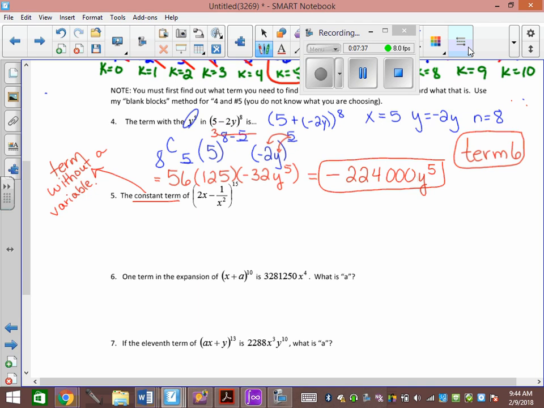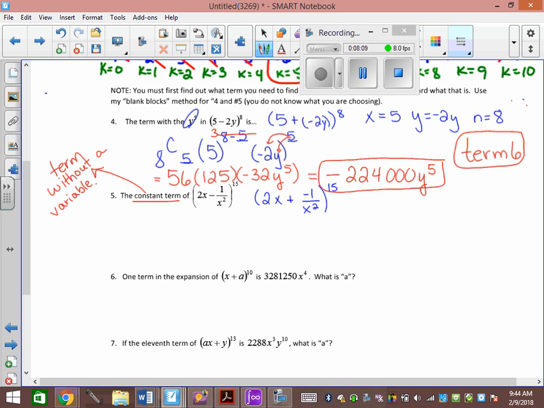Okay? So we know that we have 2x plus negative 1 over x squared to the 15. This would be a horrible thing to actually expand. Could you go k equals 0, k equals 1, k equals 2, k equals 3, all the way to k equals 15, do 16 terms and figure out which one doesn't have a variable? Yes. Is that the fastest method? No, that's going to take you forever. They pick really large numbers so that if you're going to do it that way, it's going to take you forever.